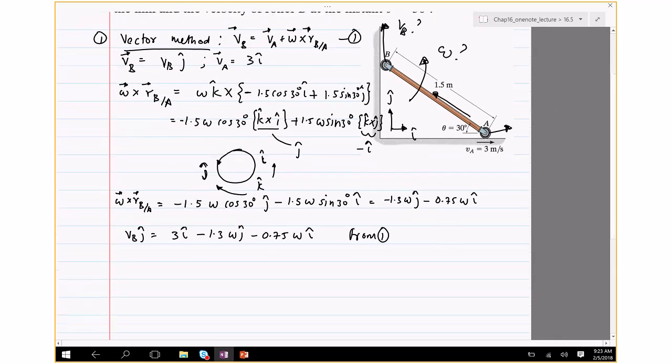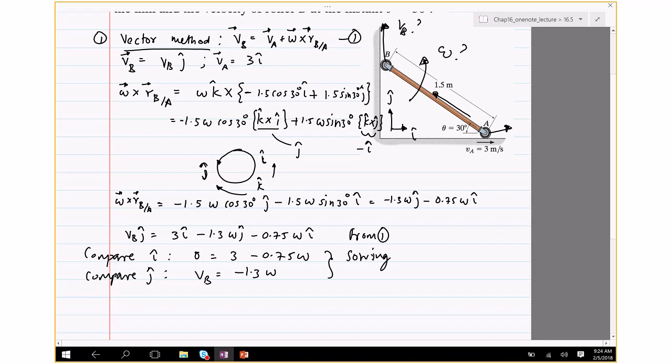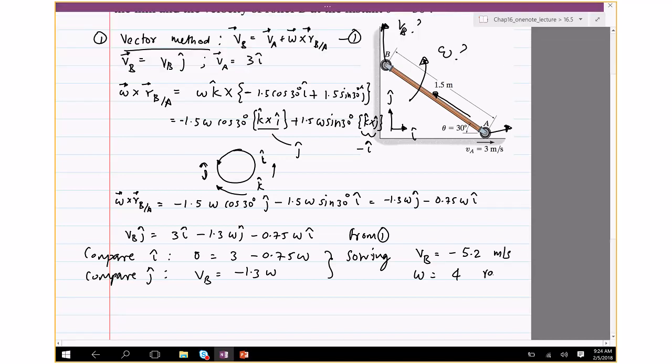Okay, now we need to compare both sides. Compare i. On the left side there's no i, so 0 equals 3 minus 0.75 omega on the right. And then we compare j. That's going to be V_B equals minus 1.3 omega. That's it, right? So we got two equations and two unknowns, omega and V_B. You can solve for omega using the first equation, substitute that value in the second equation, and solve for V_B. V_B is minus 5.2 and omega is 4. So that should be meters per second, and this should be radians per second.